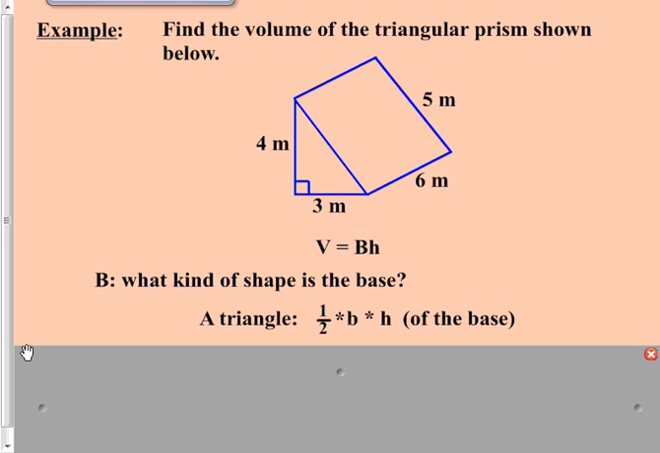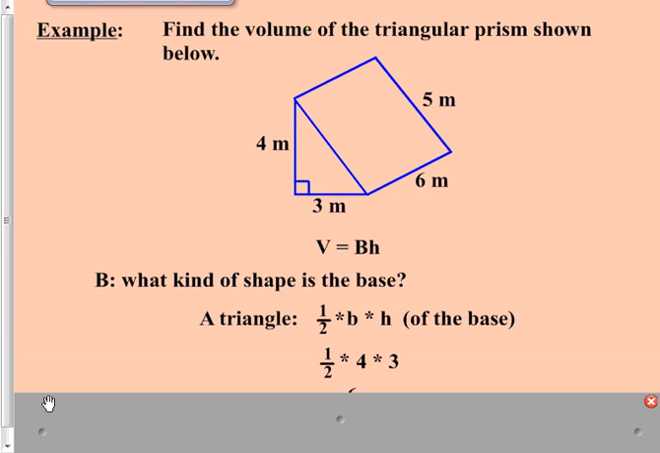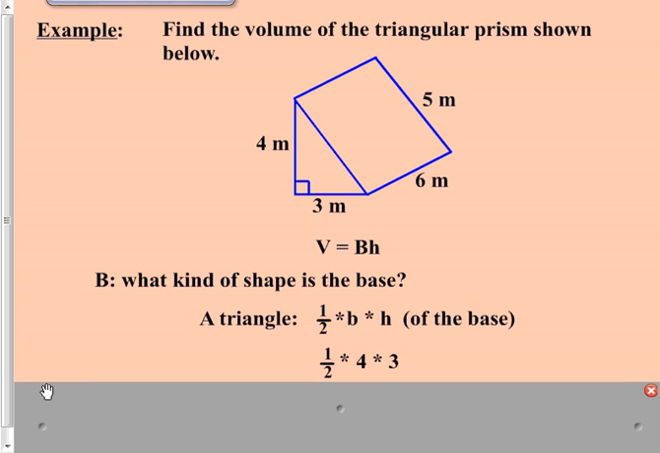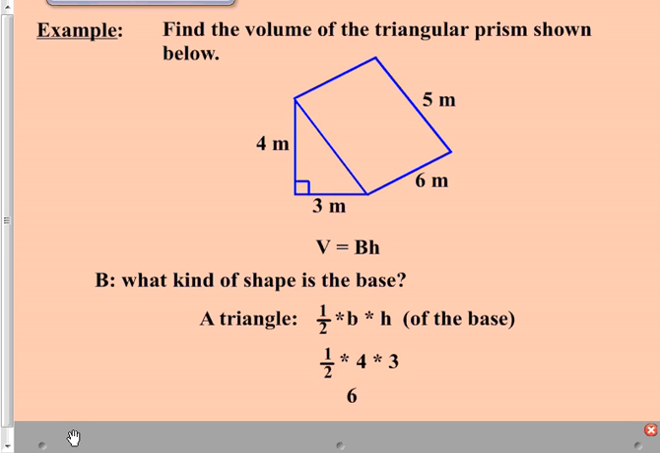Okay, so let's look at our triangular base and see if we can tell the base and the height of our base. Now remember that base and height are measurements that are perpendicular to each other. So looking at the triangular base, do we know the two measurements that are perpendicular to each other? Yes, we do. They are the 3 and the 4, straight out of the picture in this case. So 1/2 times 4 times 3, that is going to be 6. So there is our big B value.